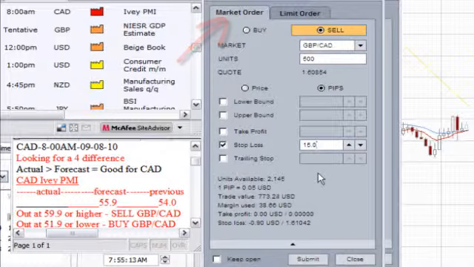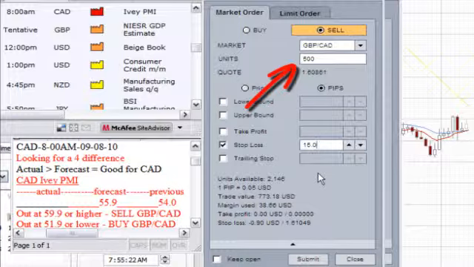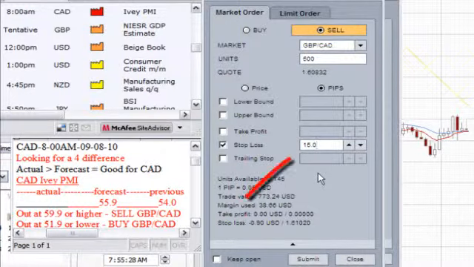Here's my prelim setup for a trade, starting with my market orders, a sell order, and behind it a buy order. Here are the units I am trading. Here is my stop loss. The stop loss is important in cases of a spike reversal.